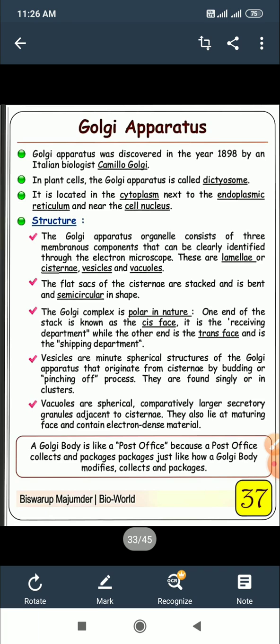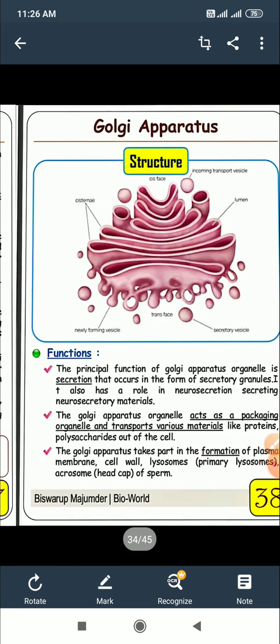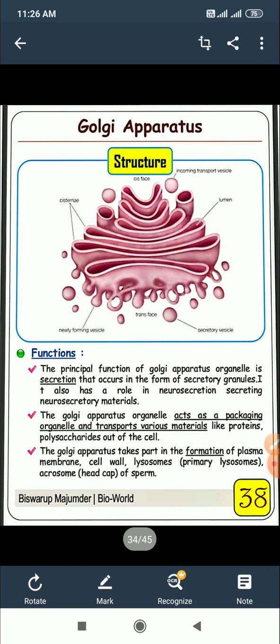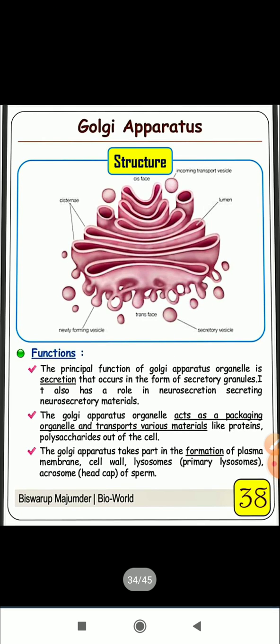It bears two ends, one end is cis and another end is trans, as you are able to see in this picture. The end near the cisternae is cis, and the opposite end is termed trans, and the vacuoles released from this are helpful in the formation of lysosomes or vesicles.